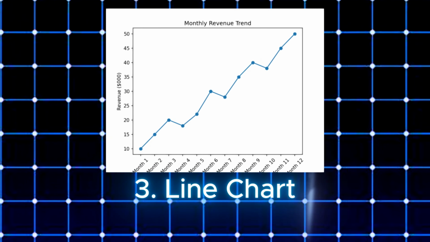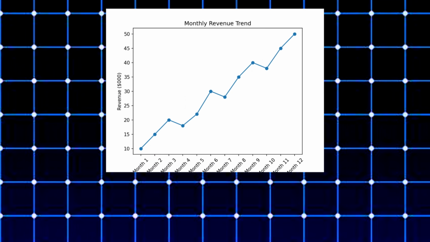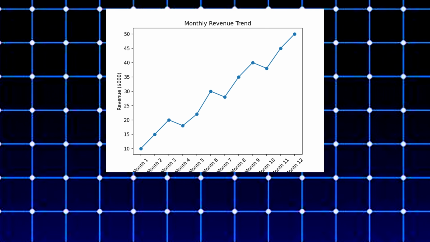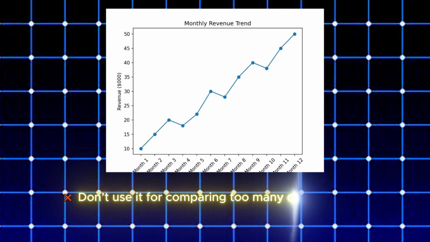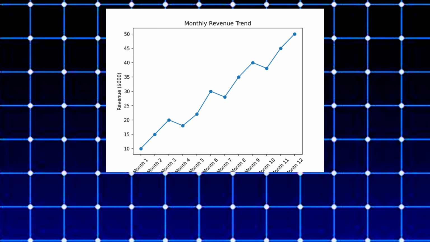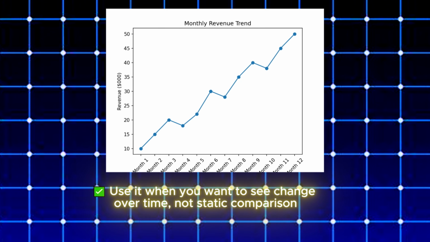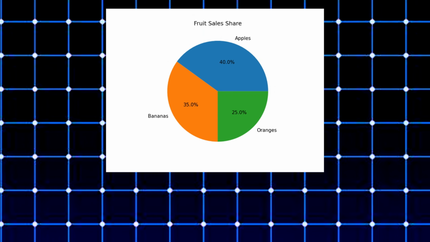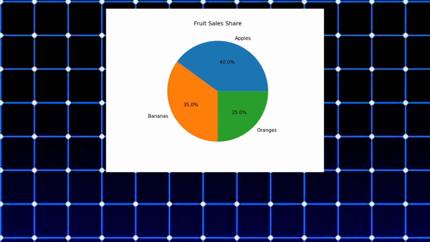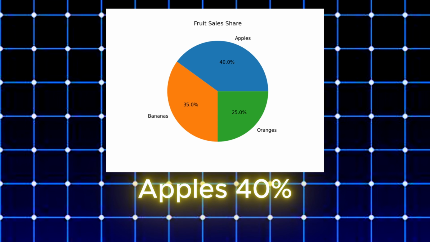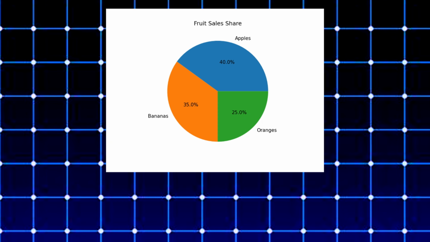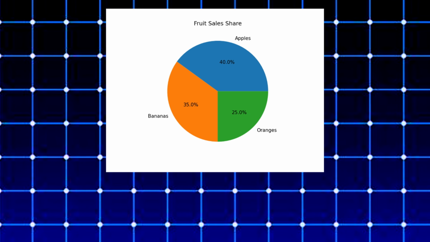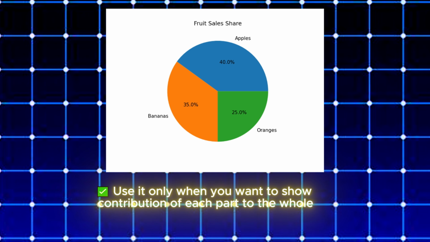Number 3, line chart. A line chart is all about trends over time. Example, a company tracks monthly revenue for a year. The line chart shows growth or decline instantly. Don't use it for comparing too many categories. It gets messy. Use it when you want to see change over time, not static comparison. Number 4, pie chart. A pie chart shows proportion of a whole. Example, a shop sees sales here, apples 40%, bananas 35%, oranges 25%. Don't use it when you have more than 5 categories, it becomes confusing. Use it only when you want to show contribution of each part to the whole.